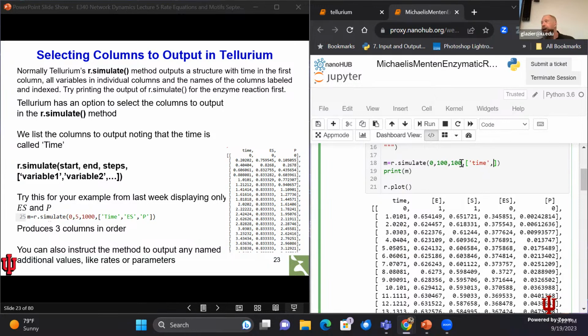Don't call a variable time. Antimony will get very unhappy if you call a variable time. It's a reserved word. The one that usually people get stuck on is gamma. The word gamma is reserved for the gamma function, so you have to be careful about that. But now suppose I want E total.